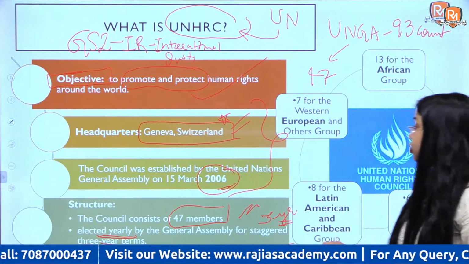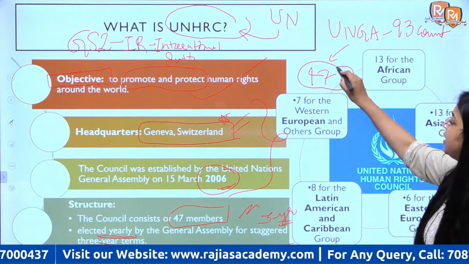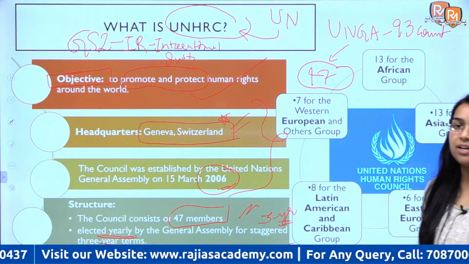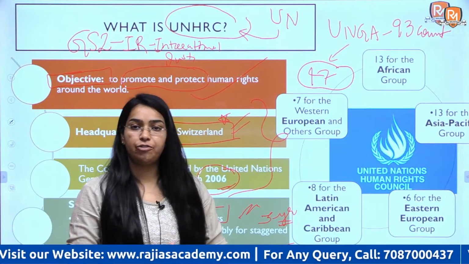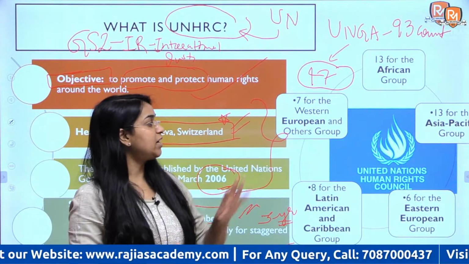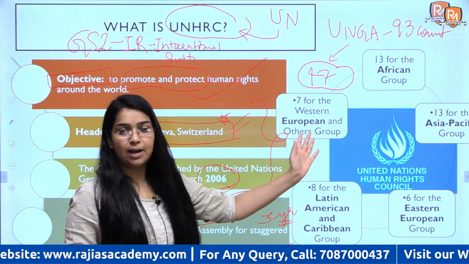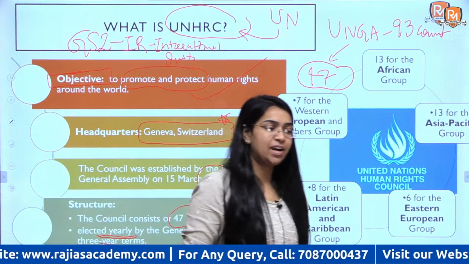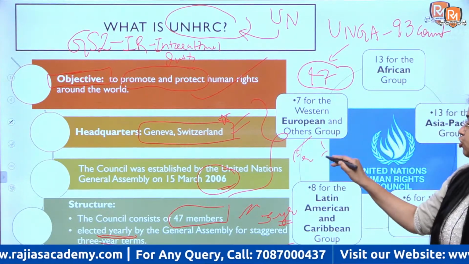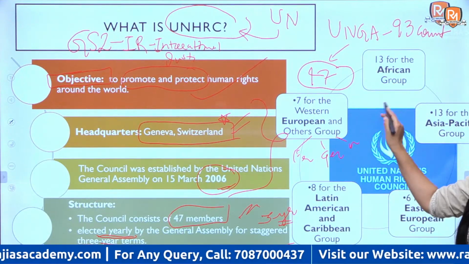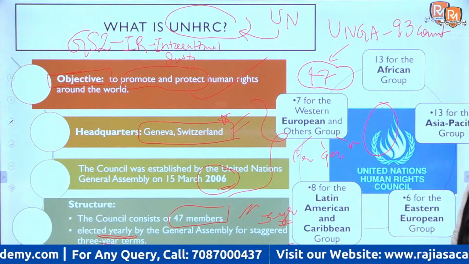Now the seat distribution among various groups is like that. तो ये जो 47 seats हमने कही, ये different groups में divided हैं. Like you can see, the 13 seats are with the African group, 7 are with the Western and European group, right? Western European I mean, right? Western Europe में क्या है? France, Germany, Netherlands, all the Western Europe, when you look into the map, you will realize that they are into this.